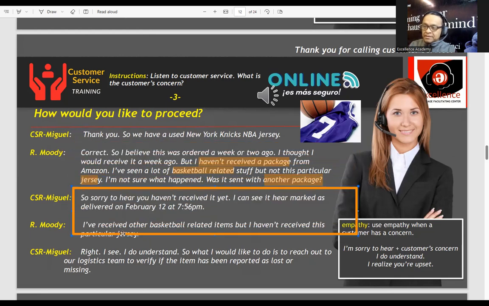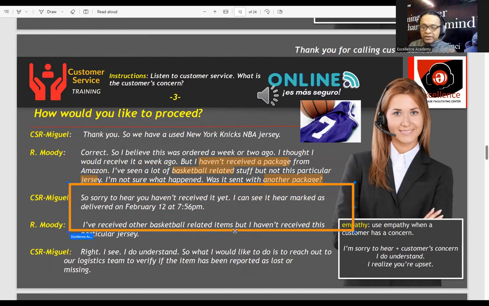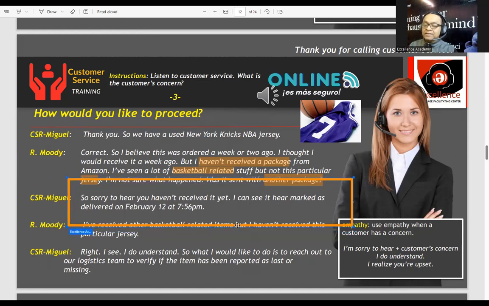Then the agent provides a short empathy statement by saying, so sorry to hear you haven't received it yet. We could add something like, I understand it's important for you. I understand you need your jersey. Then he sees in the system, I can see it here marked as delivered. So when he says here marked delivered, that means it's already been checked or considered delivered. So that's the key part, the concern.